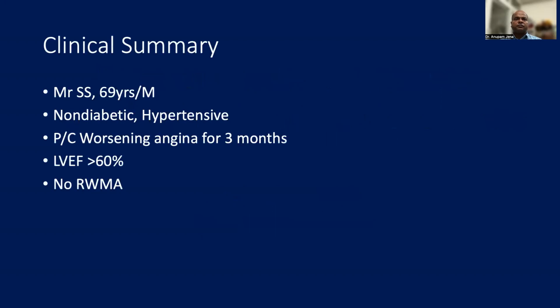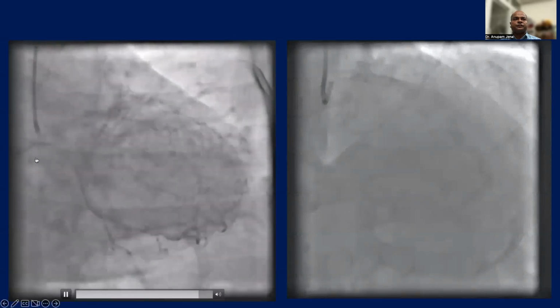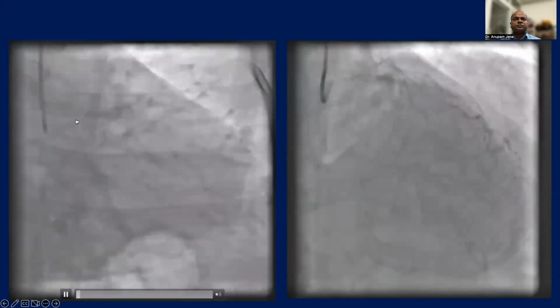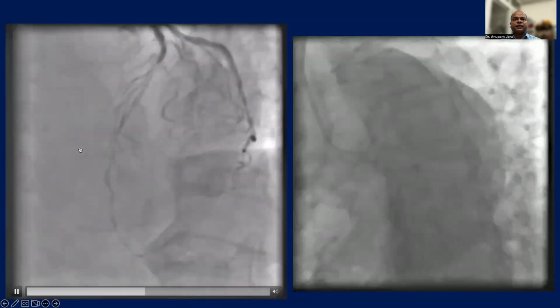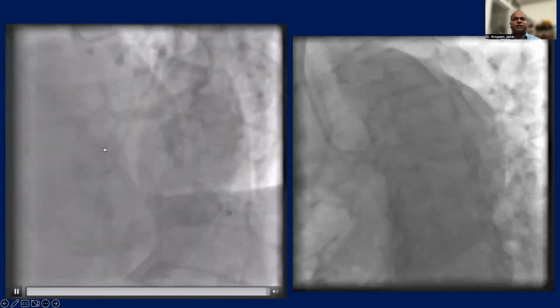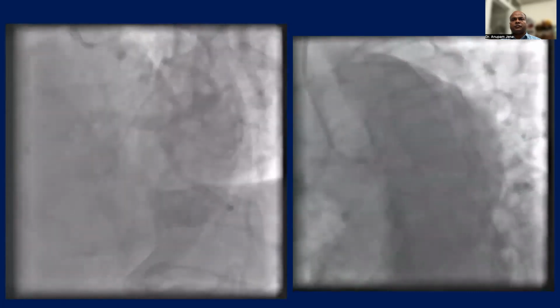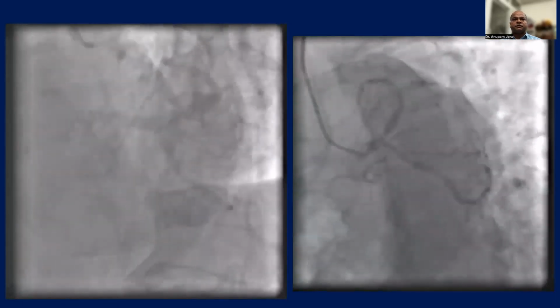So we have a 70-year-old male who is non-diabetic, hypertensive, presented with class 3 angina for 3 months. His ejection fraction was normal and there was no regional wall motion abnormality. And this is the angio. Angiographically, we can see severe calcium lesions with high calcium content. The distal left main is around 50%. And this is the epicranial view, and this is the caudal view, where we can appreciate the presence of calcium and severe disease.